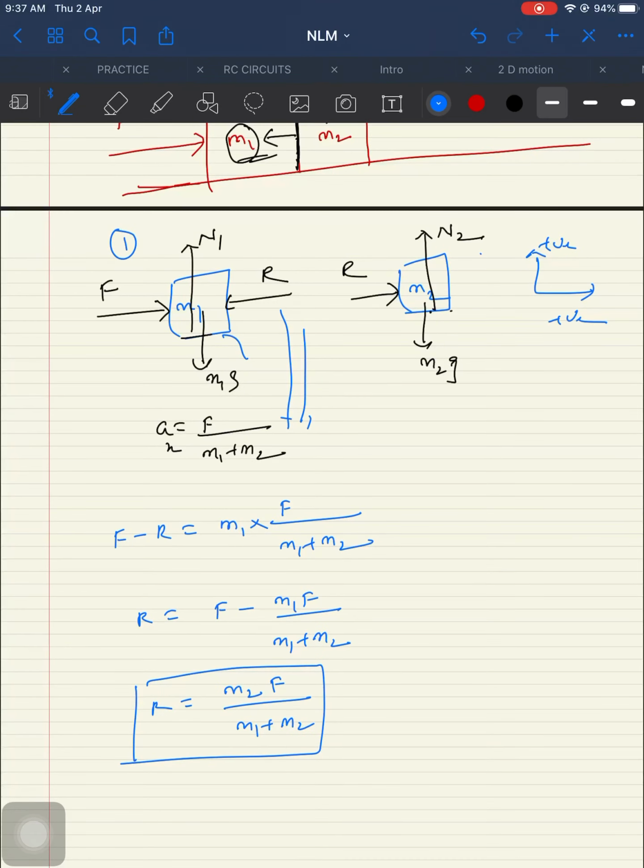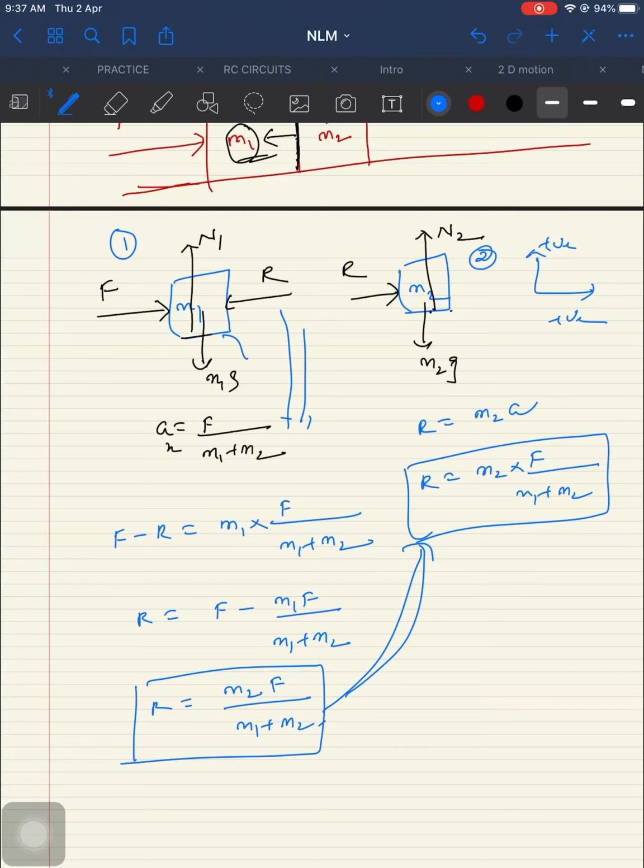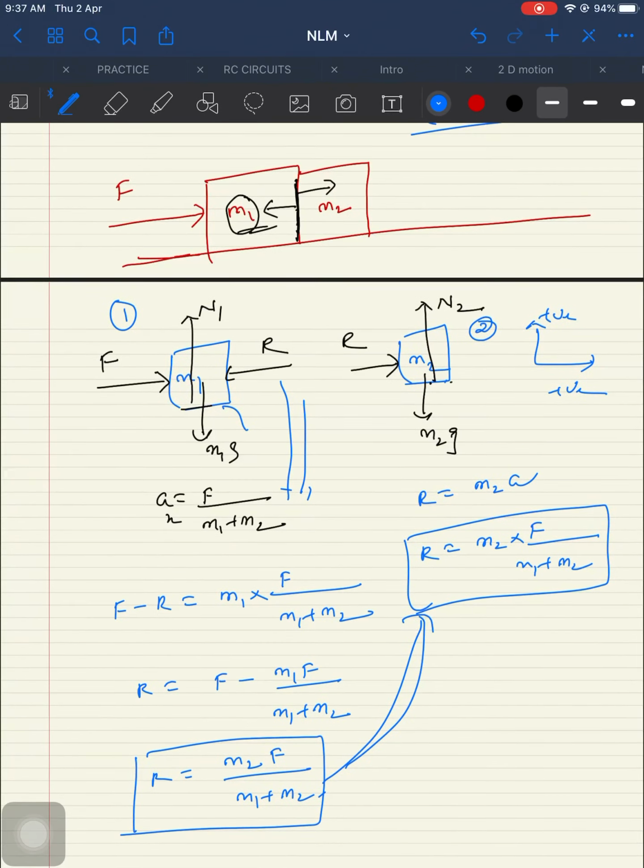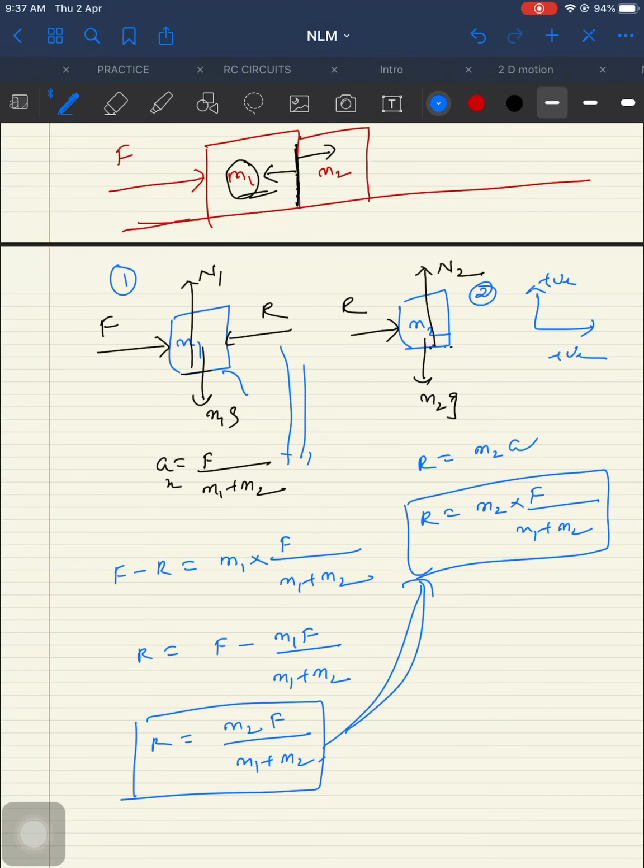If we solve this way, we get the reactive force, and we can also solve from the second free body diagram. This is the first free body diagram, and this is the second. From the second we get it directly: R is equal to m2 into acceleration, so R is equal to m2 F over (m1 plus m2). In both cases the answer is the same, and it is easier to consider the last block. It becomes easy to solve. Okay, thank you.